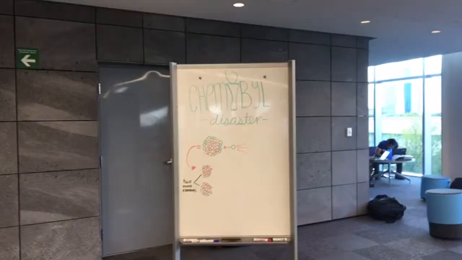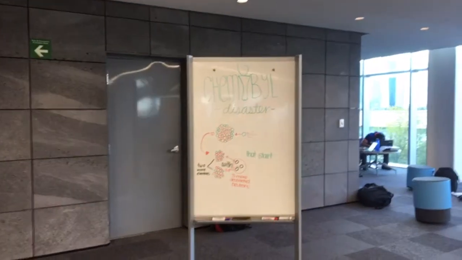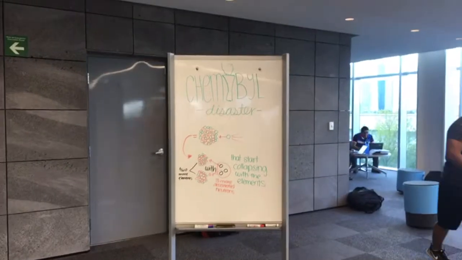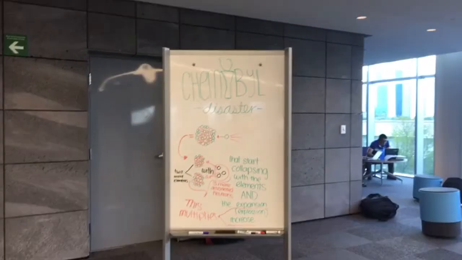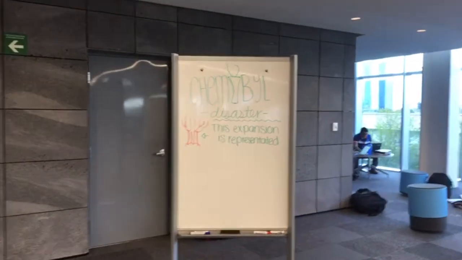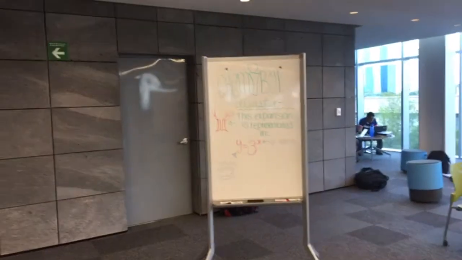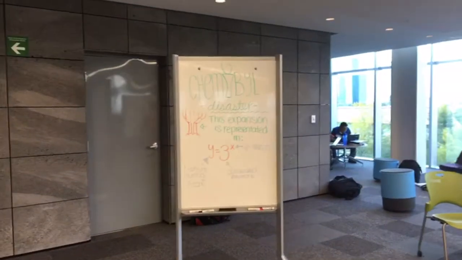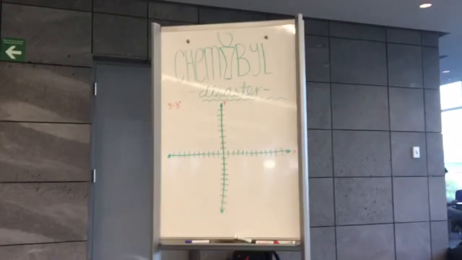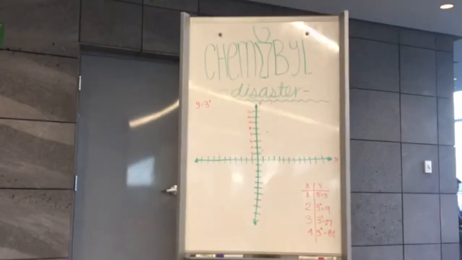It creates 2 more new atoms with 3 more new accelerated neutrons that start collapsing with these elements and expand with the new elements and accelerated neutrons. This expansion is represented with y equals 3 to the x, where y means neutrons during fission, and x is the number of times that it is multiplied by the 3 accelerated neutrons. Now with this we can graph and know that the domain is all real numbers and the range is from 0 to infinity.